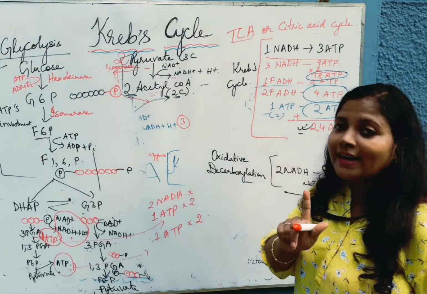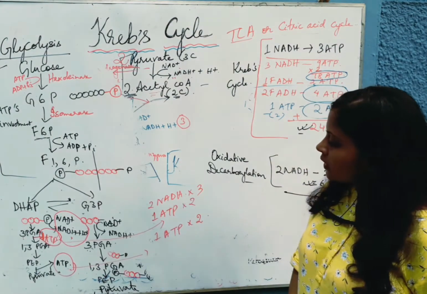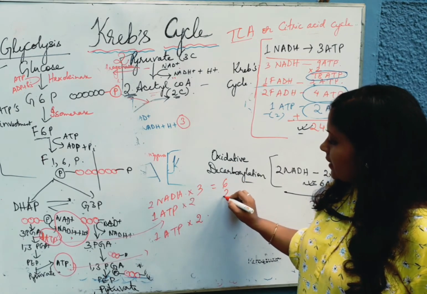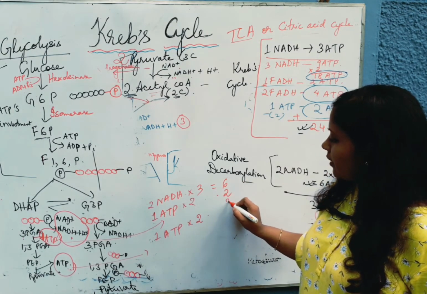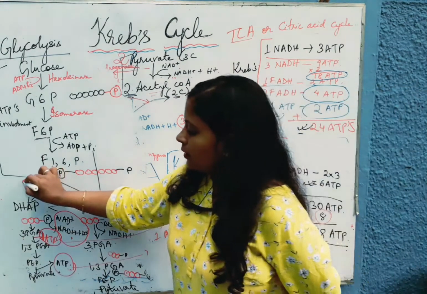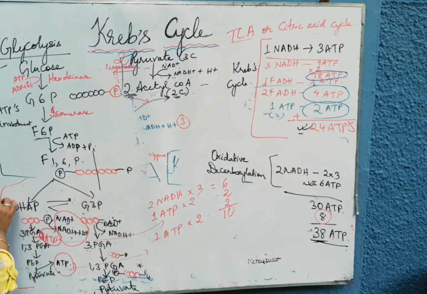Now 1 NADH is 3, so you multiply by 3, then you will get 6, then 2, then 10. So 10 are there. So 10 is what we call the payoff phase. This is called the payoff phase.